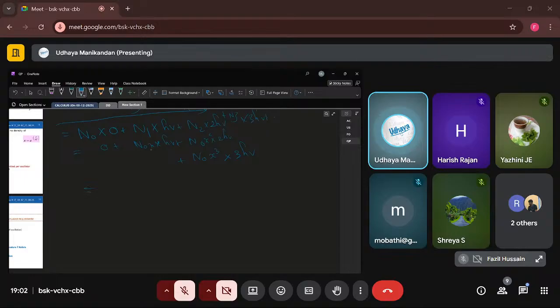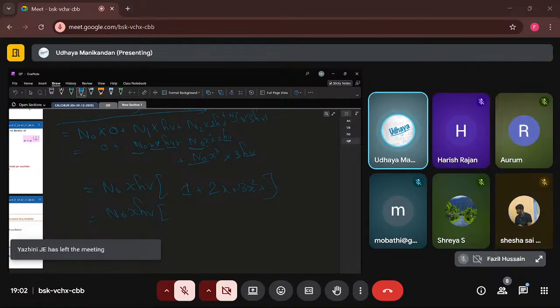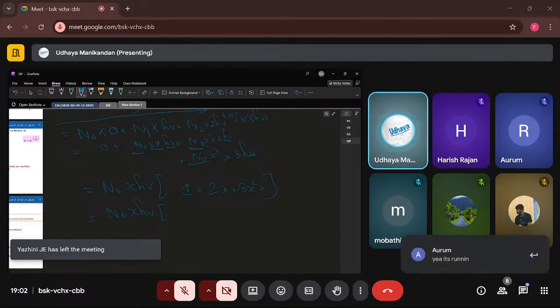Okay, so we'll take the common of n naught, x and h nu. What happens? 1 plus 2 times x, and then 3 times x square, and it just keeps on going. So n naught into x into h nu into 1 plus 2x plus 3x square plus 4x cube plus 5x power 4. What is this sequence? We have seen this, it is quite familiar.